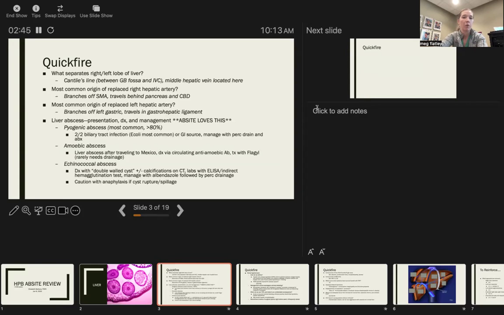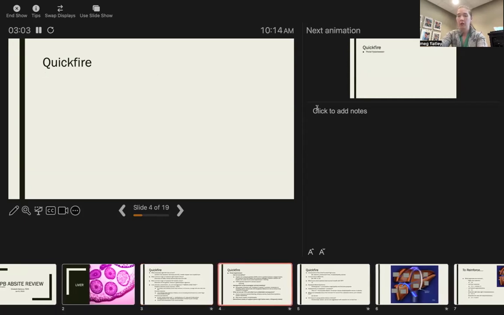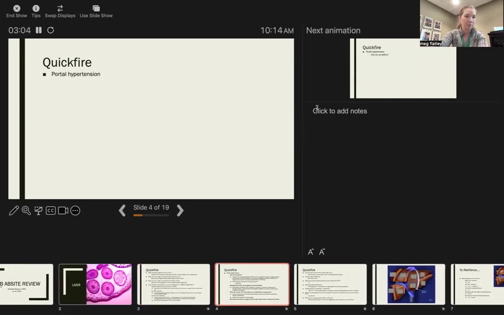And then this is going to be the one, quite frankly, you can get anaphylaxis with spillage of an amoebic abscess as well, but the one that's tested is technically the echinococcal cysts. And so you have to be very, very cautious with perc drainage and or intraoperative drainage of these things. I actually don't think I've seen that on the test before, so maybe this is the year.